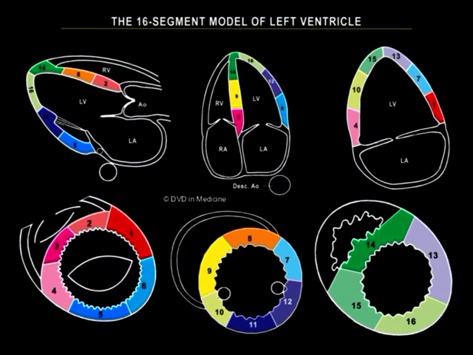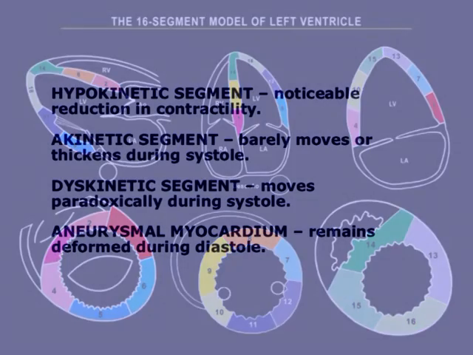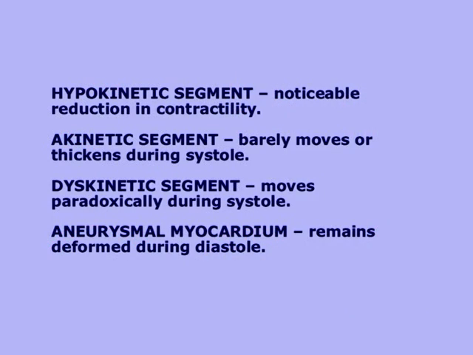Regional left ventricular wall motion assessment. Regional left ventricular wall motion assessment generally employs the 16-segment model recommended by the American Society of Echocardiography. A segment that shows noticeable reduction in contractility is hypokinetic. A segment that barely moves or thickens during systole is akinetic. Dyskinetic myocardium moves paradoxically during systole. Aneurysmal myocardium remains deformed during diastole.